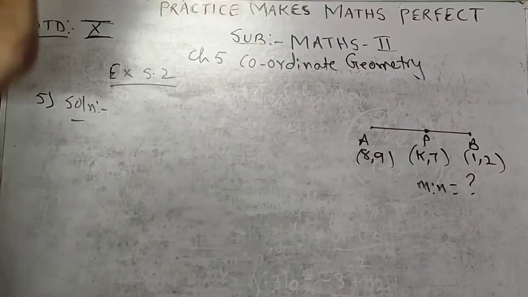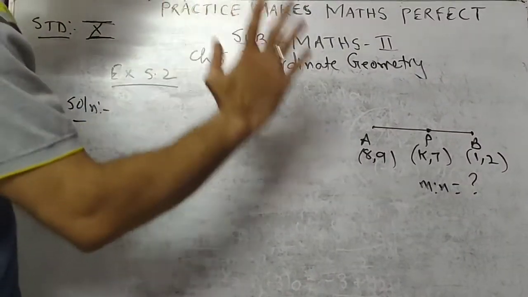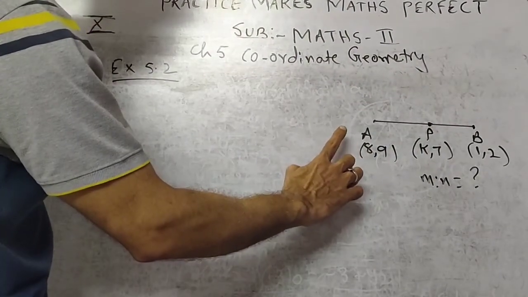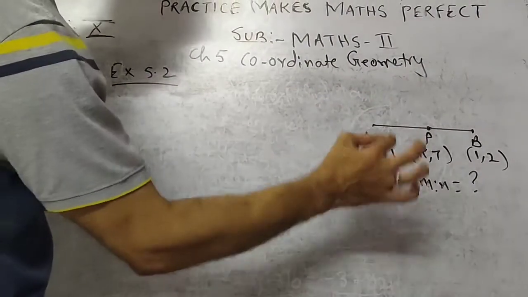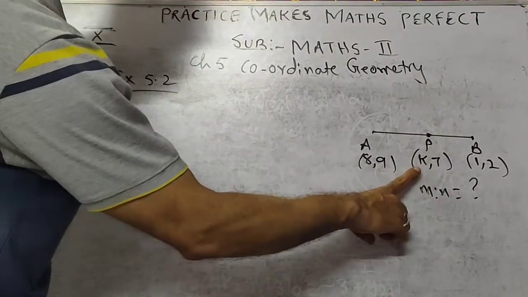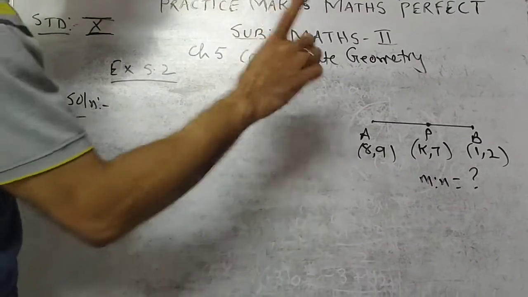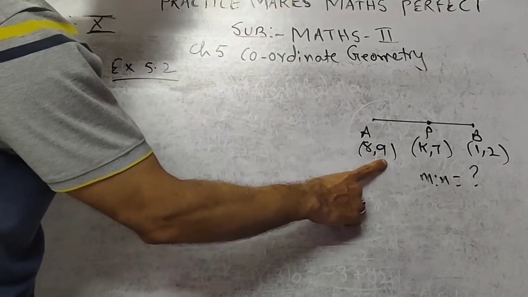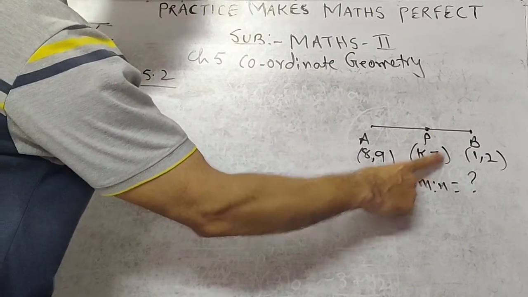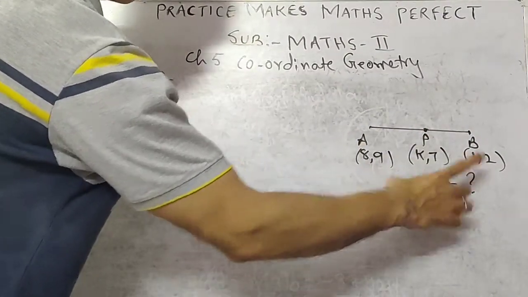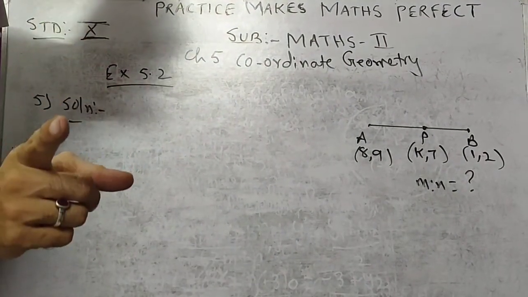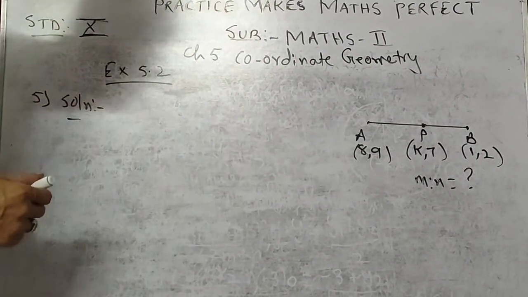Okay, now come to sum number 5. Here in sum number 5, point P divides line segment AB, okay, in ratio. That ratio is not given. You have to find the ratio as well as the value of K. Okay, so here A coordinate is 8, 9, P coordinate is K, 7, B coordinate is 1, 2. You have to find the ratio also. Now you know how to find the ratio, as I told you how to find the ratio.